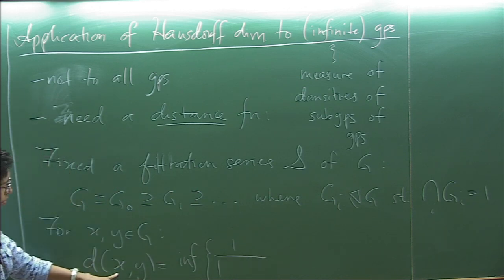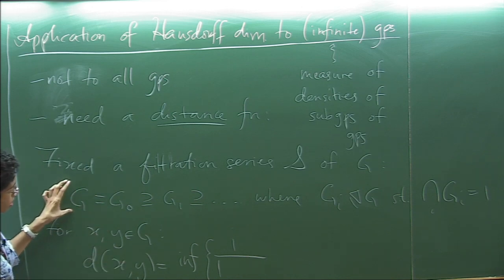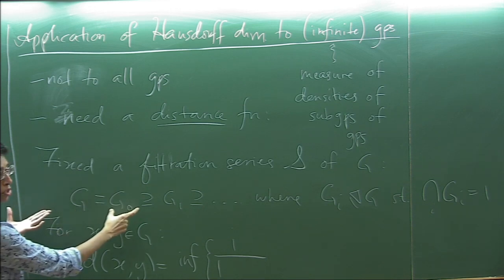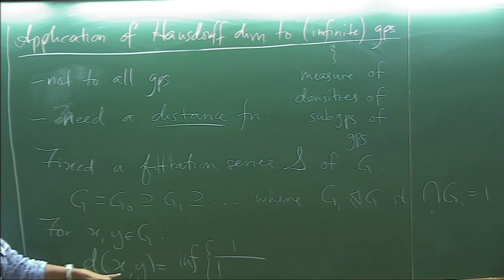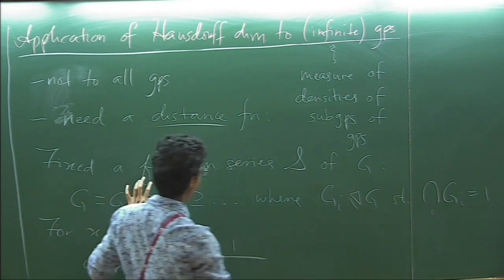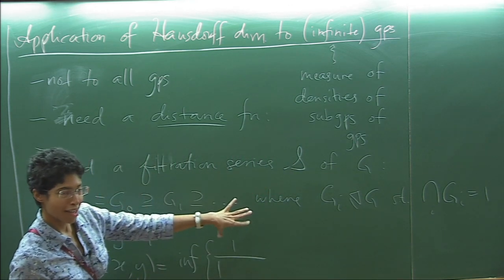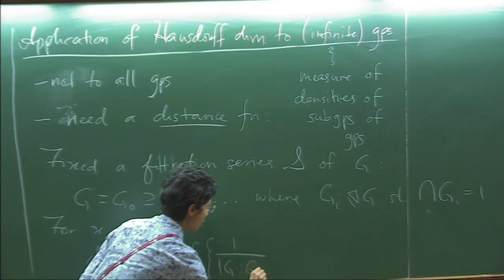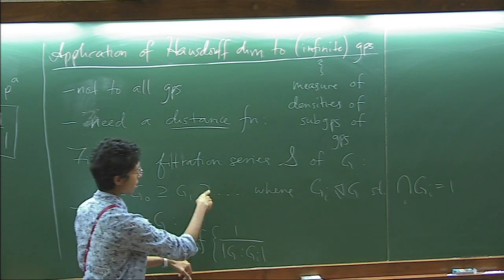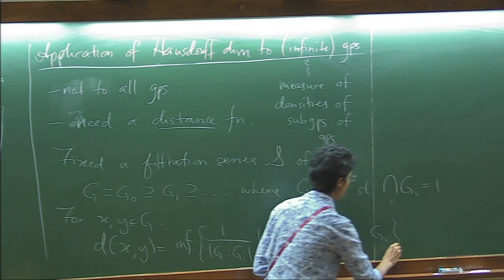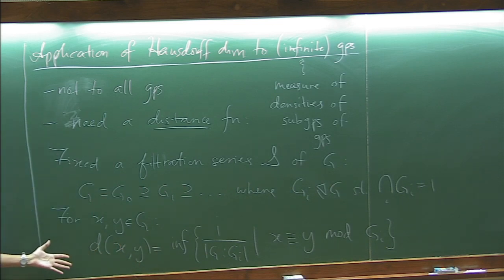The distance between x and y: I go down my series bit by bit, and I want to see in which of these groups x is equivalent to y. So x is always equivalent to y mod G, and at some point, because I have this condition here, x will stop being equivalent to y mod G_i. So I want to take the maximum i where they are equivalent, and then I take 1 over the index |G : G_i|, and the infimum, of course, because I want the maximum i where x is equivalent to y mod G_i. It turns out that this turns my profinite group into a metric space. So that's the first hurdle overcome.